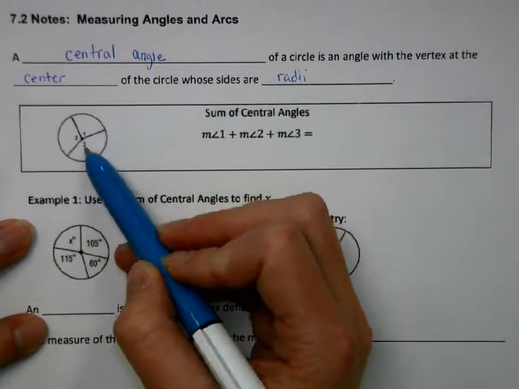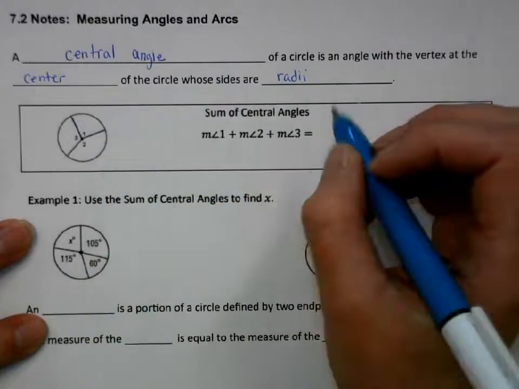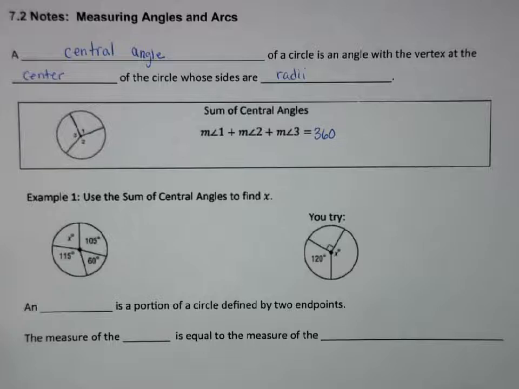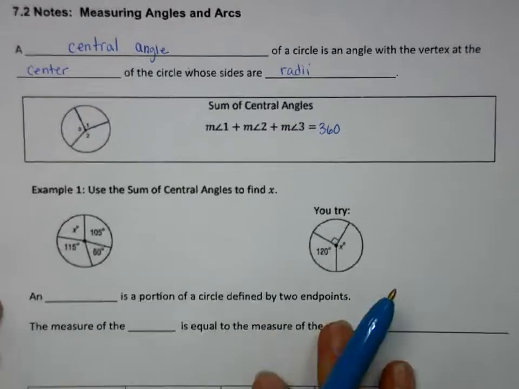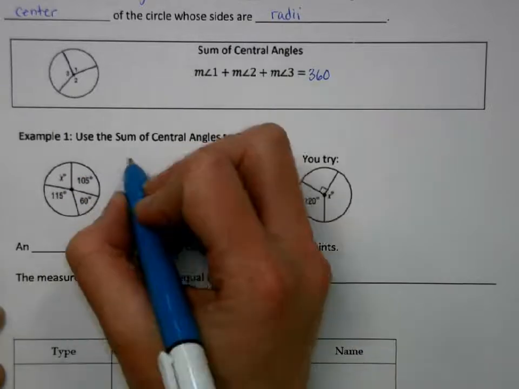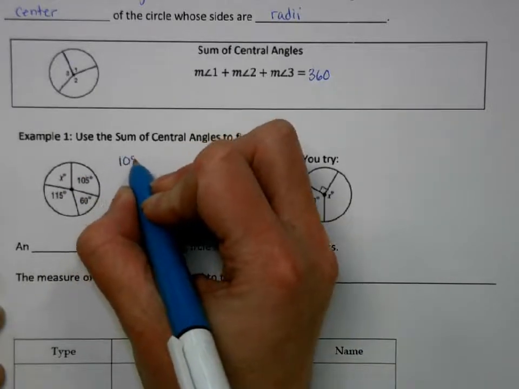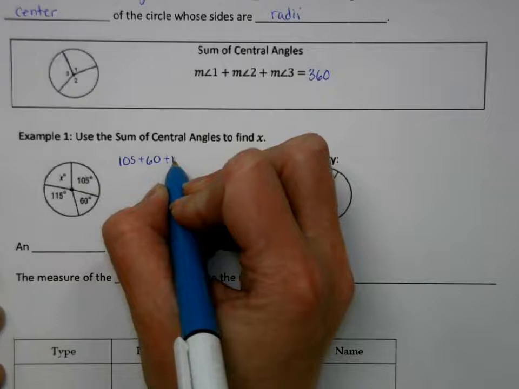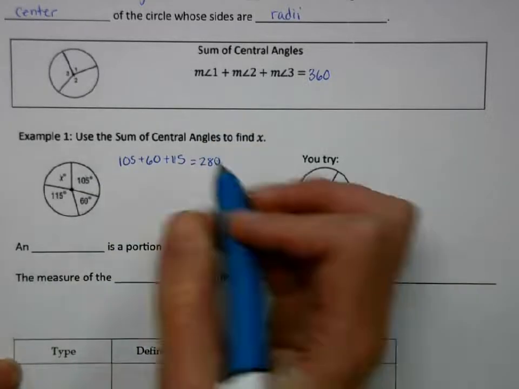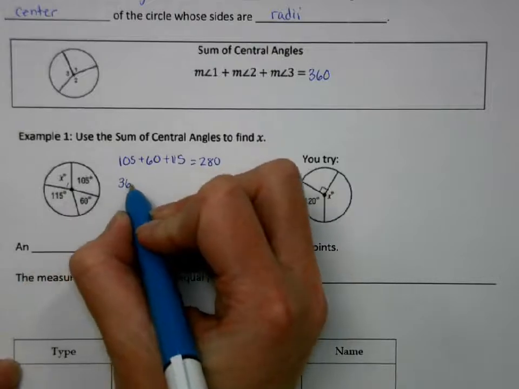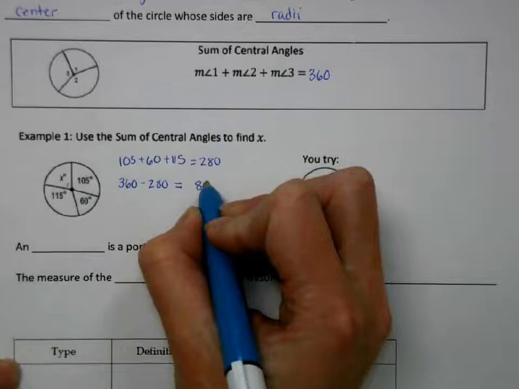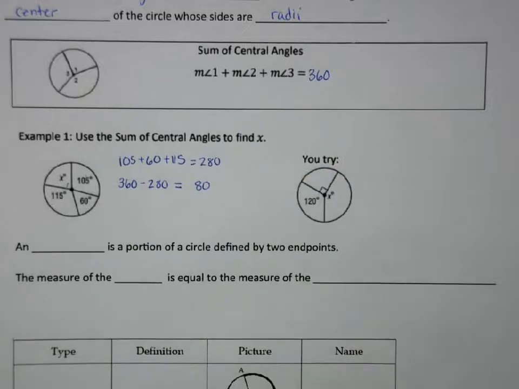And then if you add 1 plus 2 plus 3, the sum of all central angles is 360. So we can use that in problems like this. So here, I know that all of these angles added up equal 360. So I'm going to add 105 plus 60 plus 115, which gives me 280. So what's remaining here is going to be 360 minus 280, which is 80. So you go ahead and try the next one.